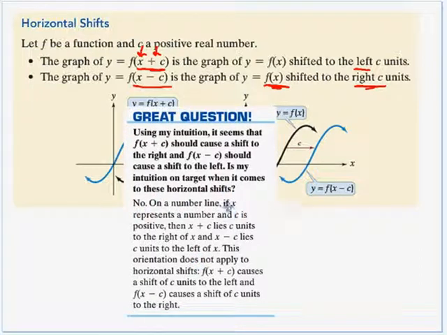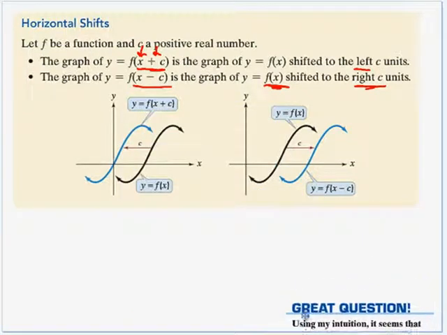No. On a number line, if x represents the number and c is positive, then x plus c is a shift c units to the right, and x minus c lies c units to the left of x. This orientation does not apply to the horizontal shift. F of quantity x plus c causes a shift of c units to the left, and f of x minus c causes a shift of c units to the right.